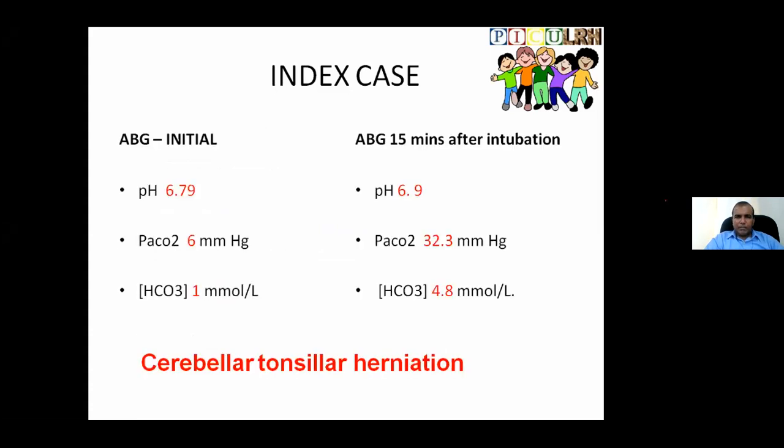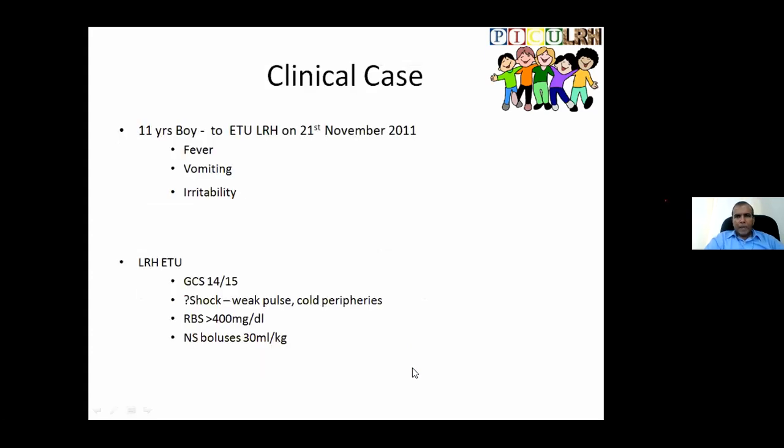So this is the comparison. Arterial blood gas is improving. Carbon dioxide 6 to 32. So physiology needs 6. But for us, normal is 35 to 45. Even this is low. So we tried to normalize, but it caused cerebral tonsillar herniation. So that's the reason for the death.